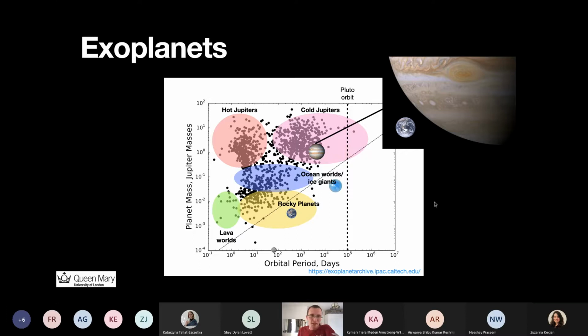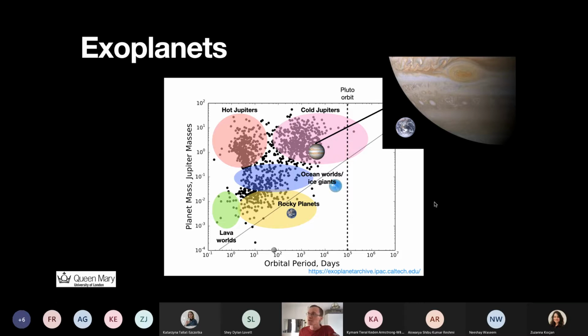So, there's a great big diversity in the properties of these planets. There's also diversity in the numbers of planets per star. There's diversity in the types of planets you get for stars of different masses. It varies also with things like the star's metallicity. So, there's a great big range of planetary properties that we're now finding, and we want to understand them.